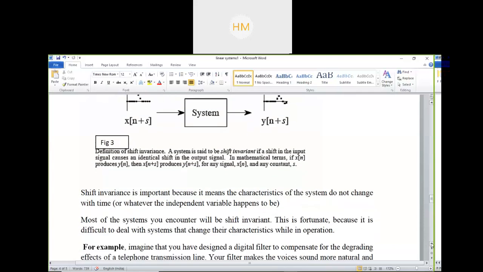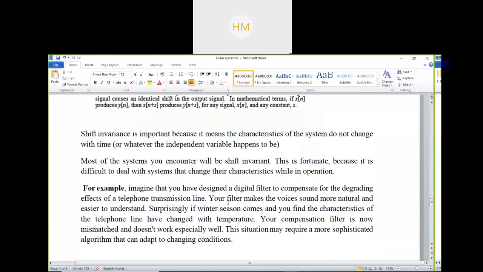So this is a shift invariant system. Is it clear? Shift invariance is important because it means the characteristics of the system do not change with time or whatever the independent variable happens to be. Most of the systems you encounter will be shift invariant. This is fortunate because it is difficult to deal with systems that change their characteristics while in operation.